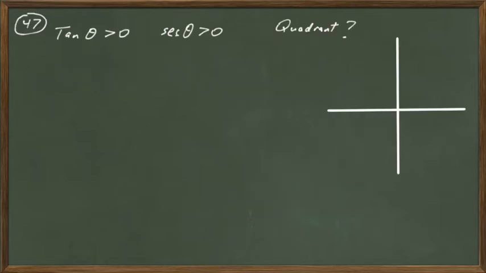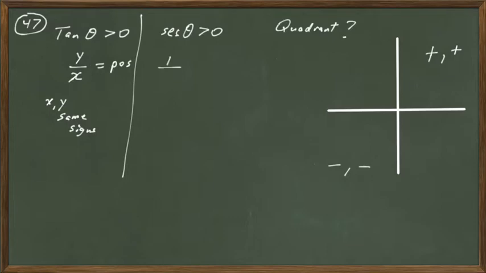These are a little different. I want to know what quadrant this is in. It says the tangent is y over x, or cosine over sine. Greater than 0 means that it has to be positive. So for that to occur, x and y have to have the same signs. So that works in quadrant 1, that works in quadrant 3.